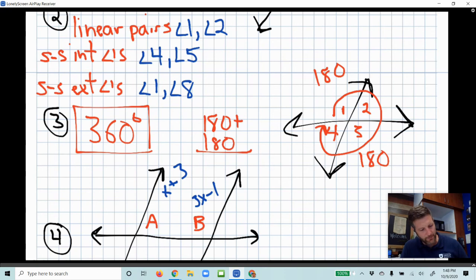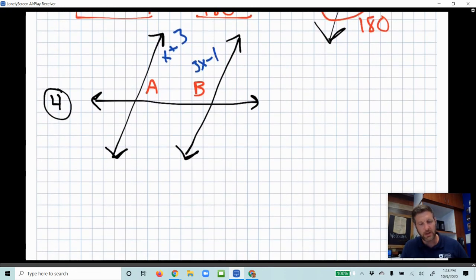Okay, finally, we'll wrap things up. Question number 4 brings this home to actually solving expressions. You knew we're going to have to write some equations and get some algebra going. All righty, and so now once we actually begin to solve angles, this one says you have angle A of x plus 3 and angle B of 3x minus 1, and it's described as same side interior angles.